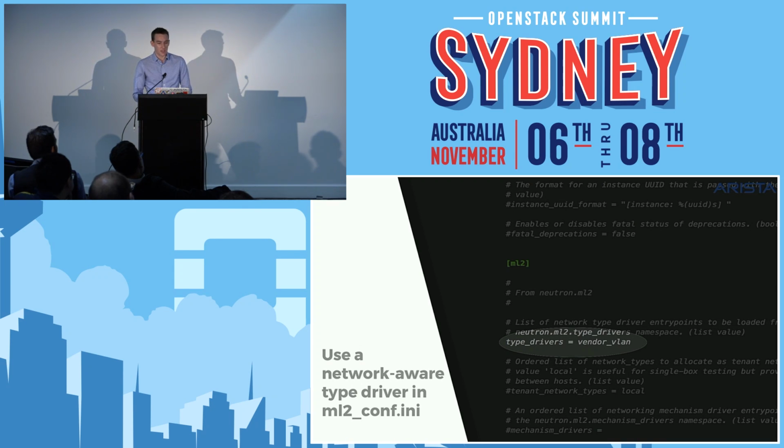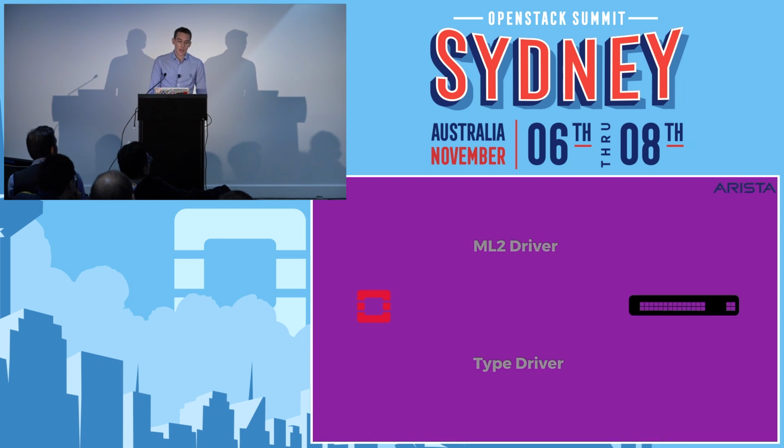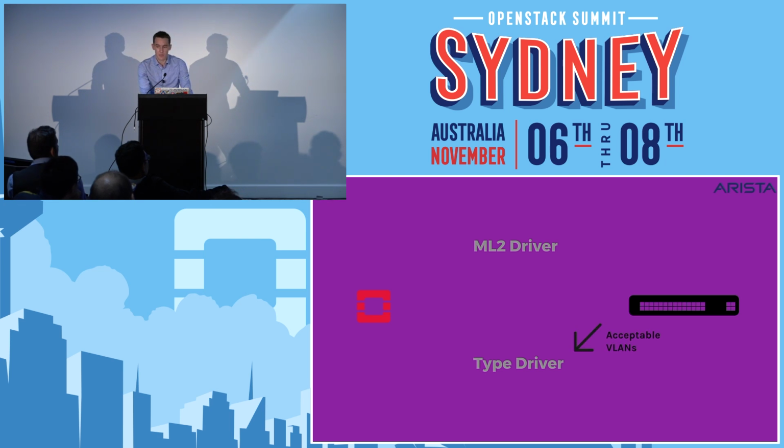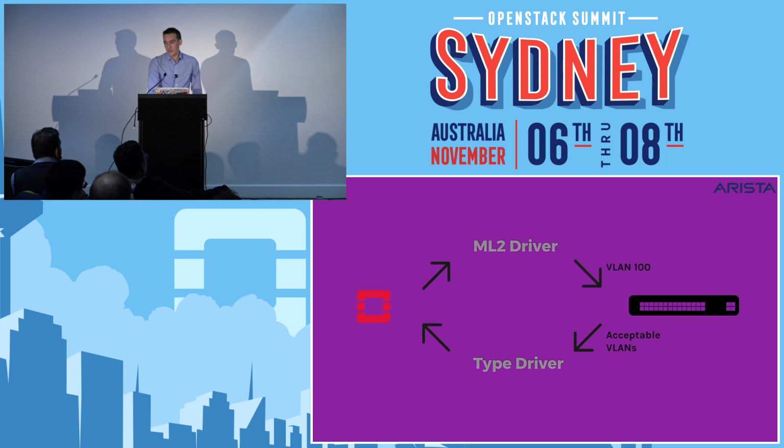Using a non-default type driver is a little unconventional, so this is what that config looks like in the ml2.conf. In practice, what happens is the network notifies the type driver of the set of acceptable VLANs. Then when Neutron goes to create a network, it asks for a VLAN from the type driver. The type driver gives it an acceptable VLAN from the network team. Then Neutron will create a network with that VLAN. That goes on to the ML2 driver, and the ML2 driver eventually configures the network hardware. So we have this nice loop of feedback, all instigated by the network team's config.